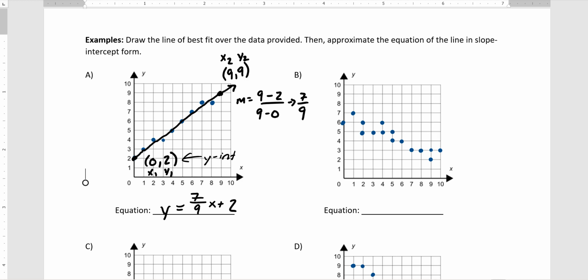And that's not an exact equation for this line, but remember this is an approximate equation. All right? An approximate equation for this positive, strong correlation here. All right, let's look at letter B. Let's try that one together.